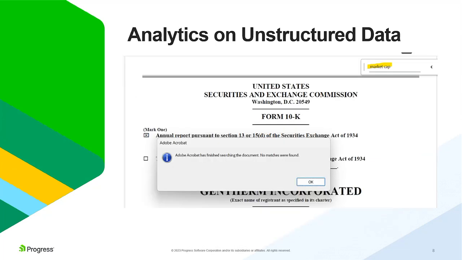But then what about market capitalization? Well, if I just do a search on market capitalization in this sample document, there are no hits. It's not in this document. Well, it is, it's just not being expressed as market capitalization. So I don't have an easy way of finding this information. So what do I have to do now? Well, now I have to open every document, go through it, figure out how market capitalization is actually expressed in this document, and then pull that out.